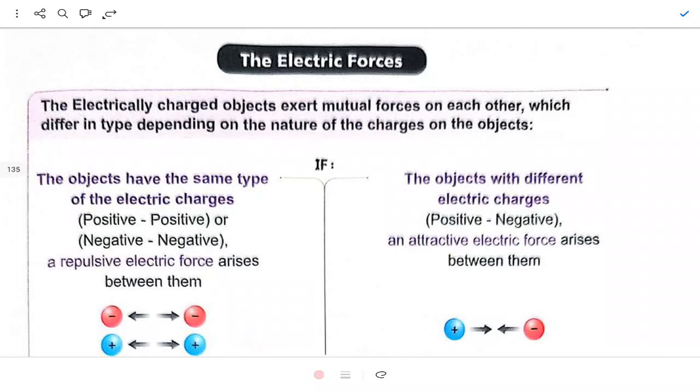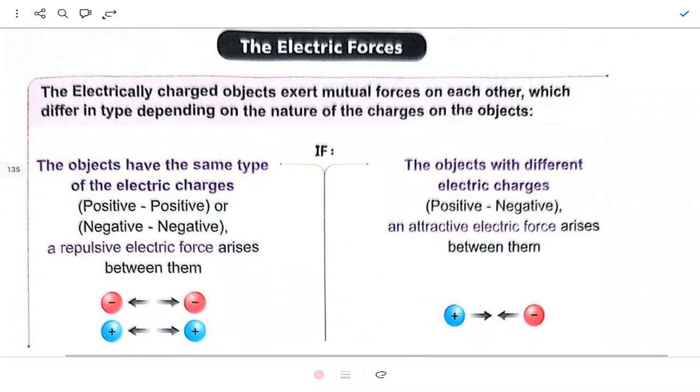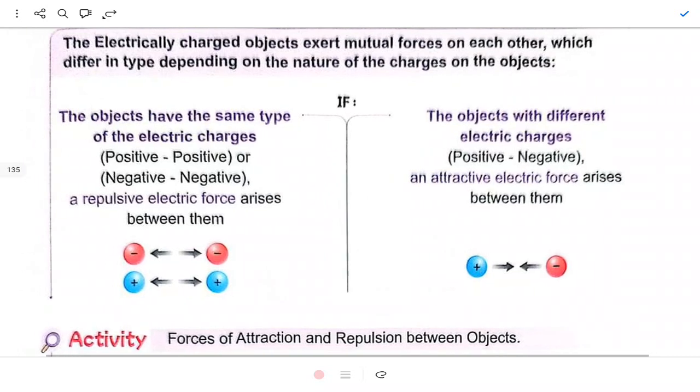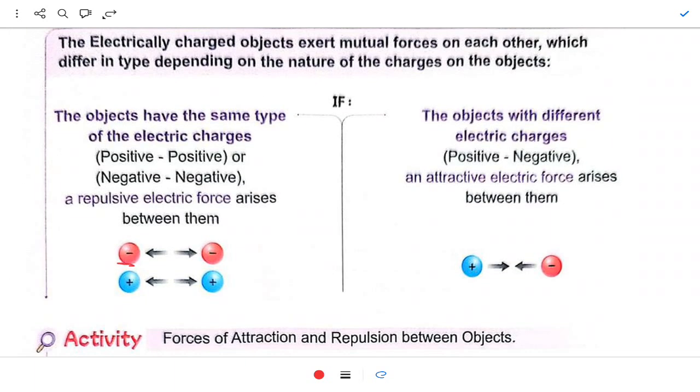Please focus on this activity. Please focus. If you have two objects but all of them have the same type of electric charges, like negative with negative and positive with positive, they have the same charge.